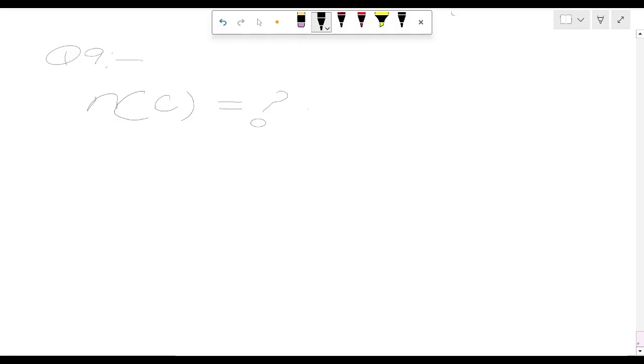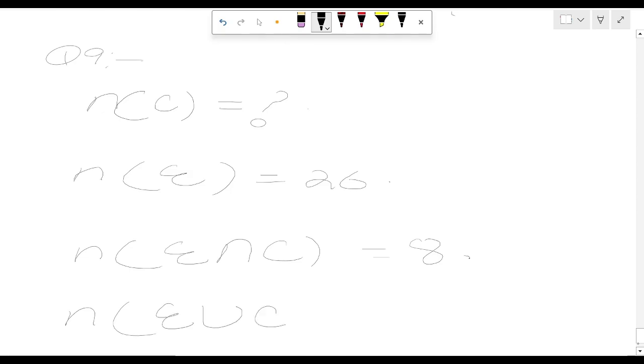Okay, so what is the data that has been given to us? The number of students that are learning English. How many students are learning English? That is 26. And what is the intersection of English with Chinese? That is 8. Okay, and then what is the union of English with Chinese? That is also given, which is 50. So we just need to find the number of students learning Chinese.